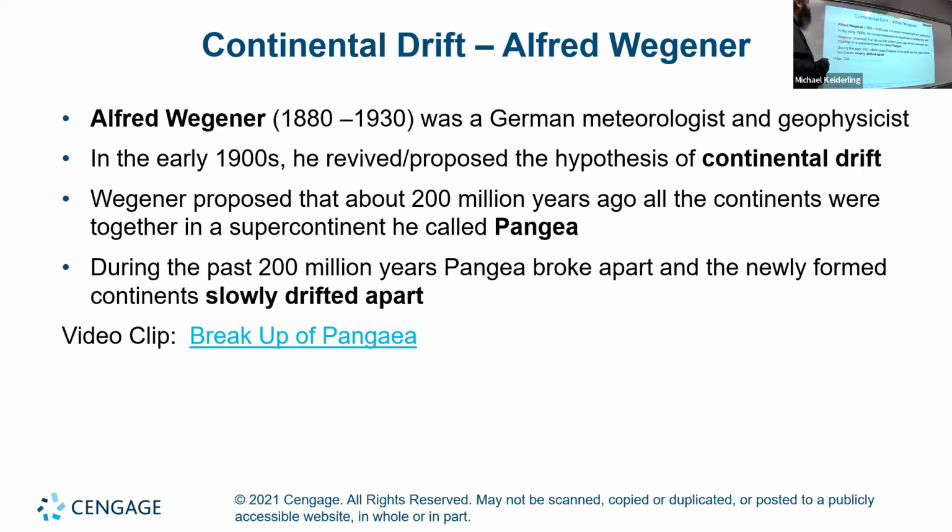So he proposed that about 200 million years ago, all the continents were merged together into a single supercontinent that he called Pangaea. And then during the past 200 million years, Pangaea broke apart and the newly formed continents slowly drifted apart. And he found a number of pieces of evidence for this, not only the shapes of the continents, which do fit together like puzzle pieces, but he also found fossils that were the same on both sides of where the continents would fit together and geologic features that matched up, like mountain ranges.